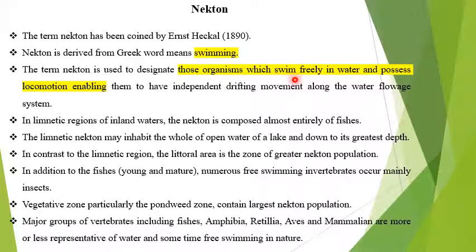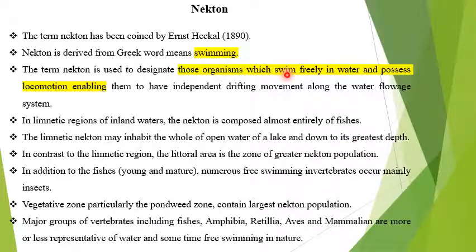They can swim freely in water and have locomotory devices or locomotory organs, and they have independently drifting movement along with the water flow system. In the limnetic region of the inland water, nekton is composed entirely of fishes, and in the limnetic region nekton may inhabit the whole of the open water of a lake down to its greatest depth.